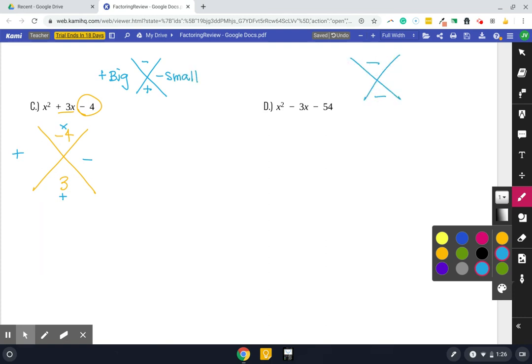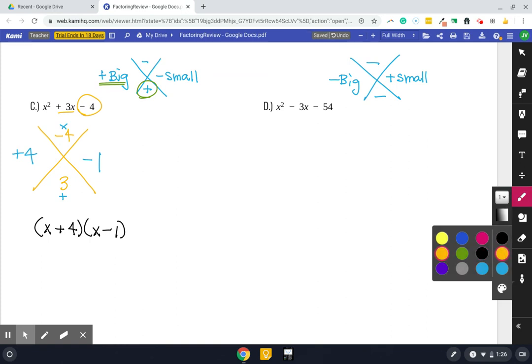When we get to this last one, it's all about how we are creating that bottom number. We're creating a 4. So when I think about multiplying to make 4, I'm either thinking 2 times 2 or 4 times 1. And in this case, I'm thinking 4 times 1. And since I need the bottom number positive, that means the bigger number of 4 and 1 is going to be the one that's the plus. So that's why I finish it with x plus 4 and x minus 1.